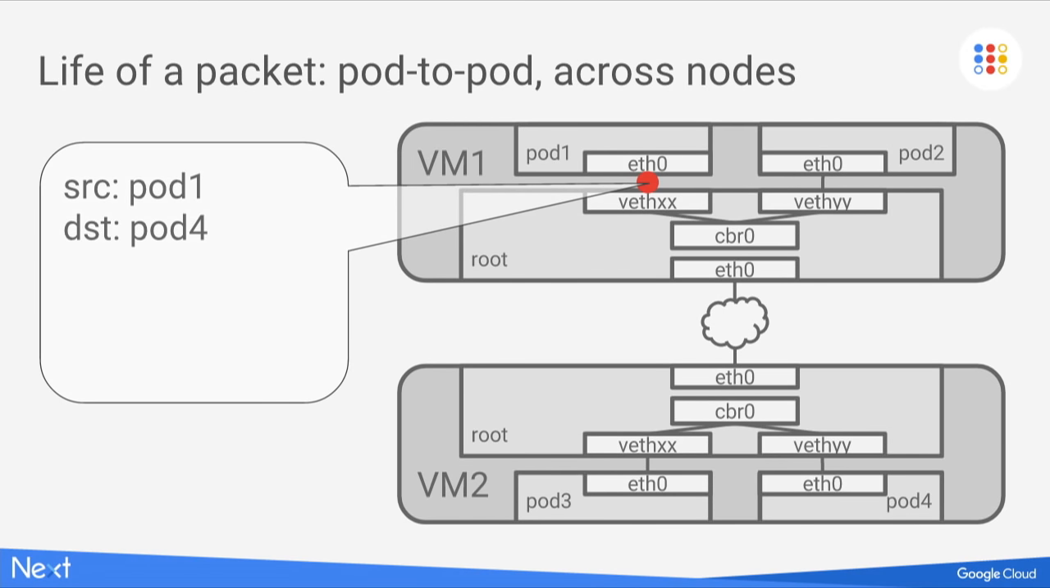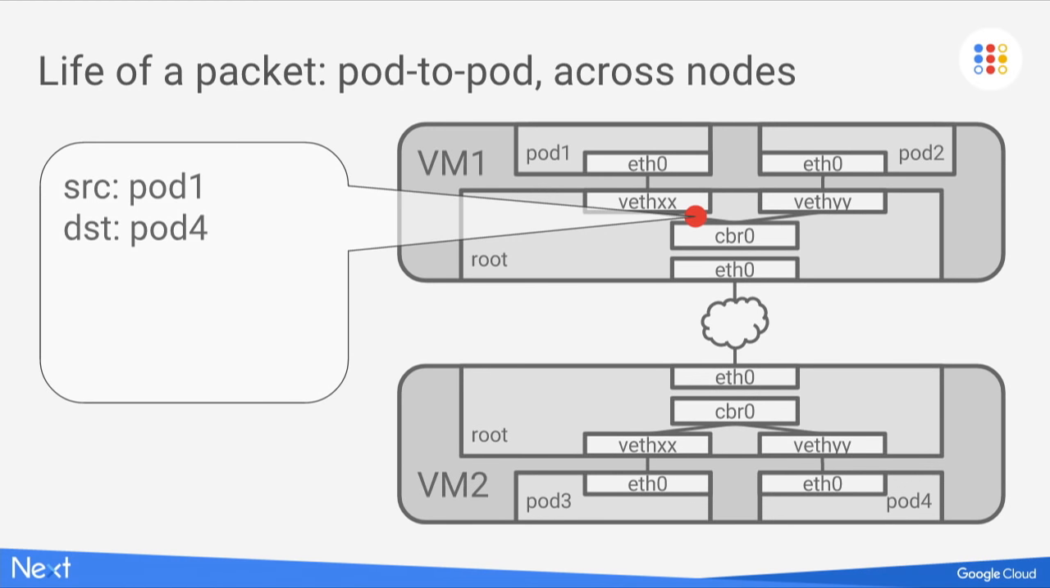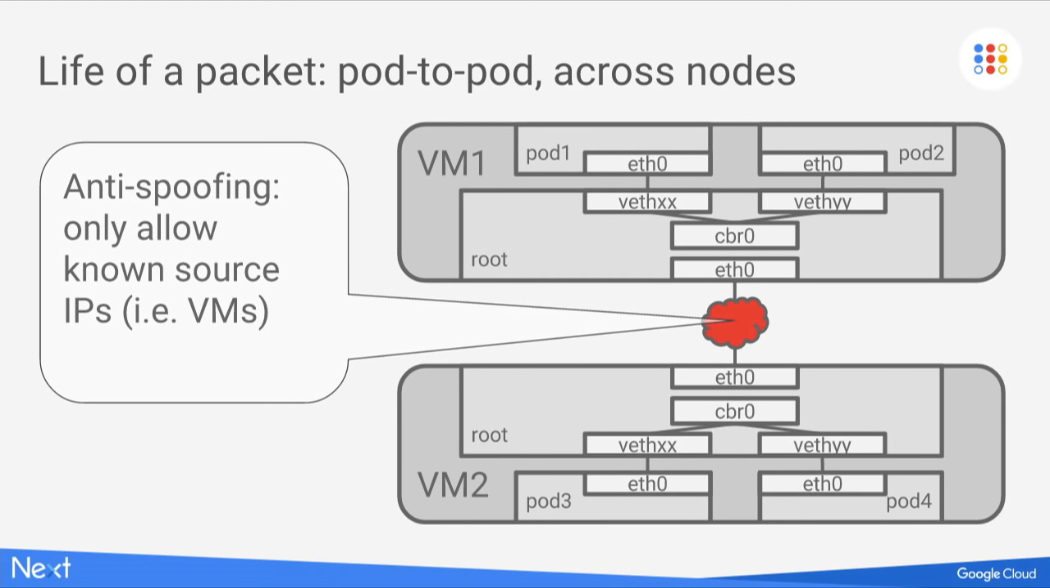So what happens when we send a packet out of pod 1 destined for pod 4? Right, same as before, it's going to leave the pod, it's going to enter the root namespace, we're going to hit the bridge. Now, the ARP is going to fail on that bridge. There's nobody on that bridge who's answering this IP address, so it's going to send it out the default route. The default route in this case is ETH0. So we send it out the default route, it leaves the VM and it enters Google Cloud's network. And it promptly goes to nowhere.